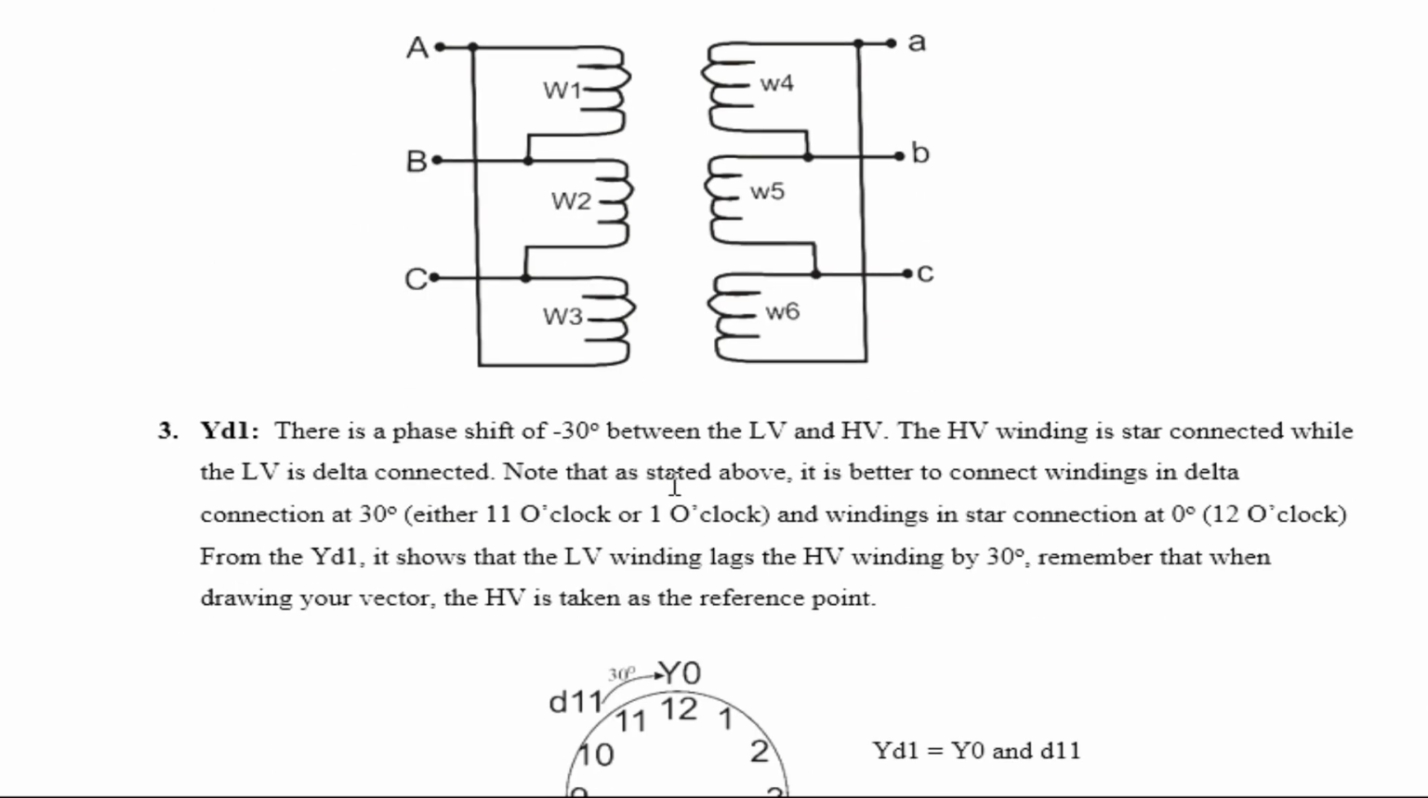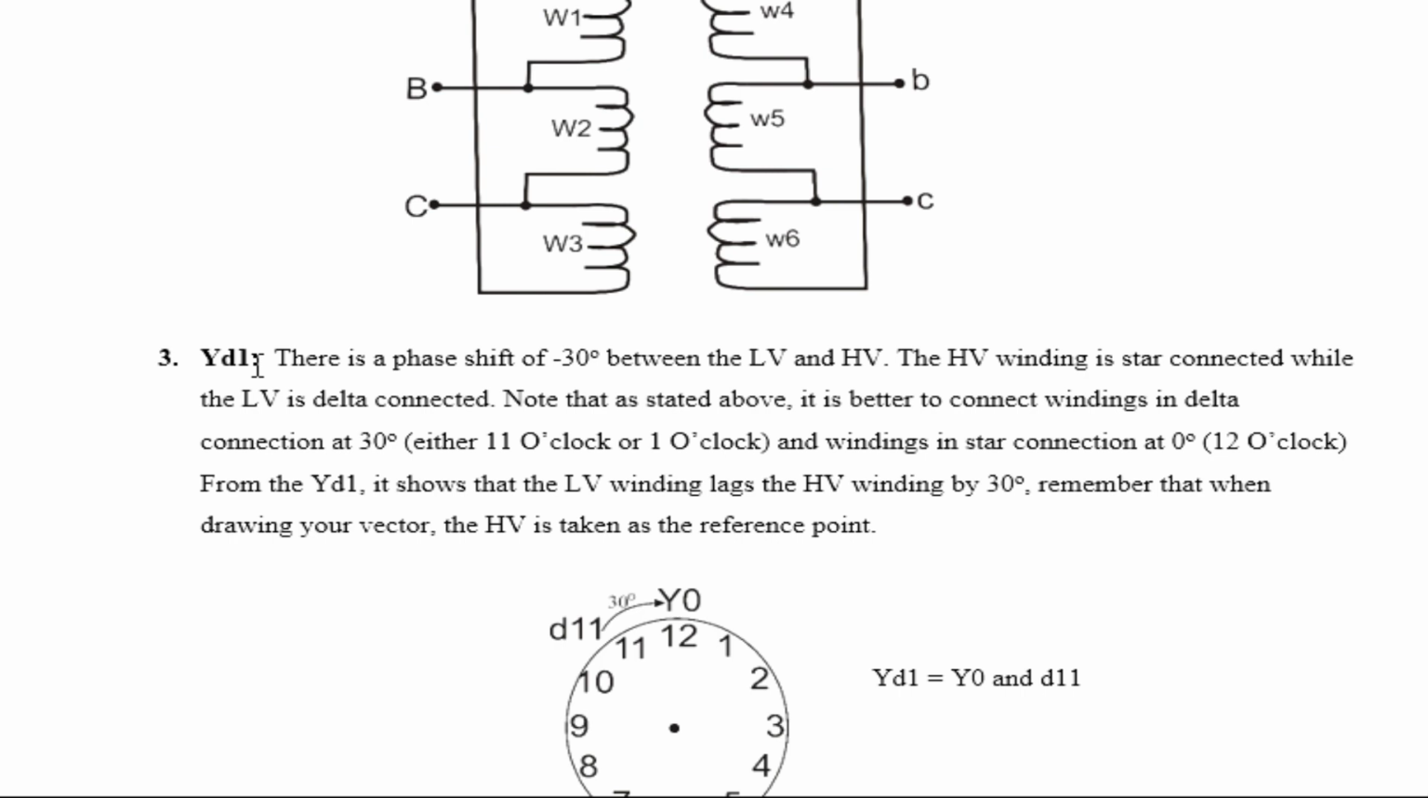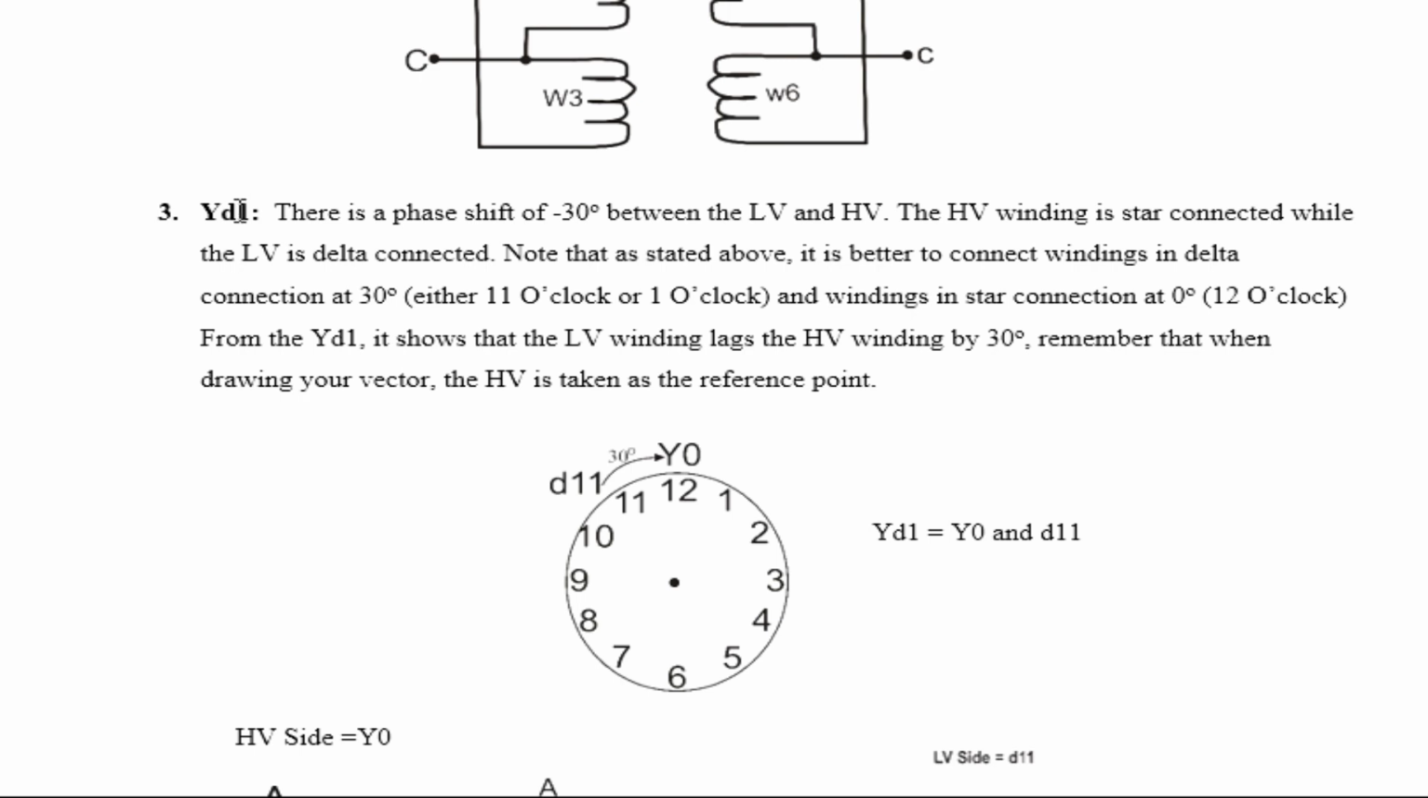So similarly, let's take a look at YD1. This one has a phase shift of 1, and 1 is 1 o'clock. That is 30 degrees. If you look at it, 1 is 1 o'clock. That is a 30 degrees phase shift.